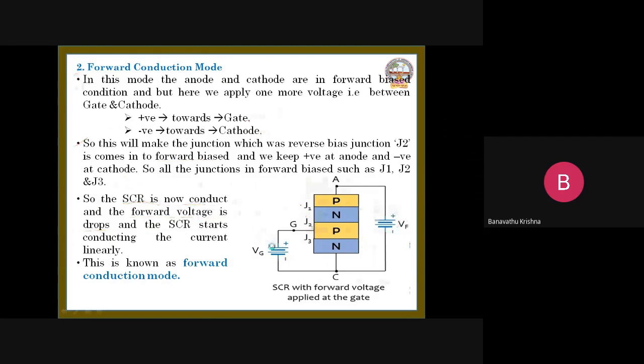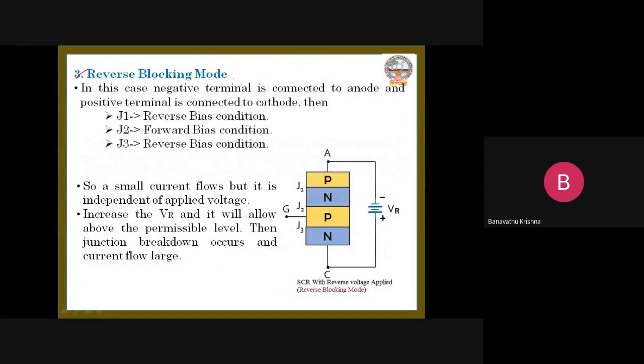The third point is the reverse blocking mode. Let us see the diagram here. The gate terminal acts as open circuit, and here the negative terminal is given to the positive, and the positive terminal is given to the negative. Then the device works as reverse biased. Why? Because J1 acts in reverse bias condition, J3 acts in reverse bias condition, but J2 is in forward bias condition.